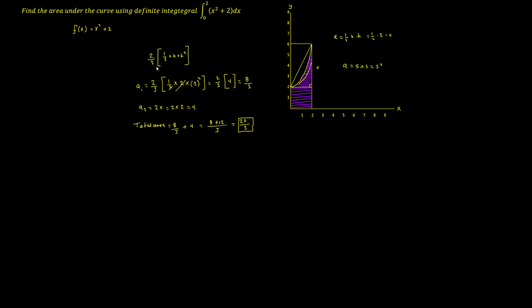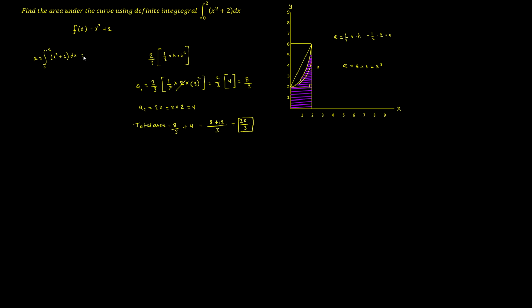But let me try the integral way and find this area. If we use an integral, it's going to look like this. The area is from 0 to 2, of f of x equal to x squared plus 2x. That's the area we are looking for.